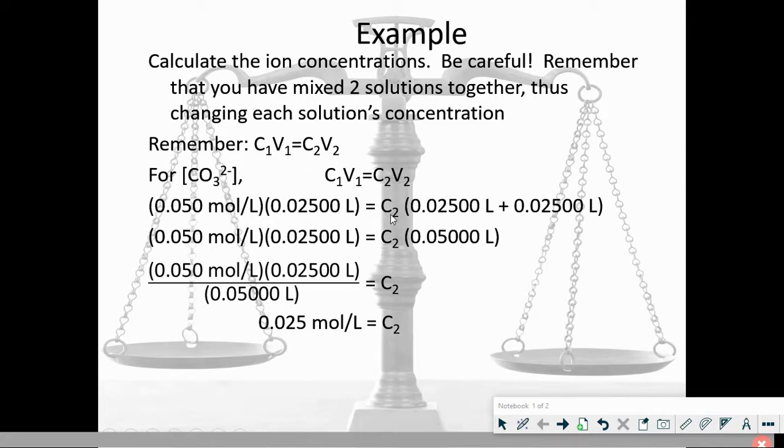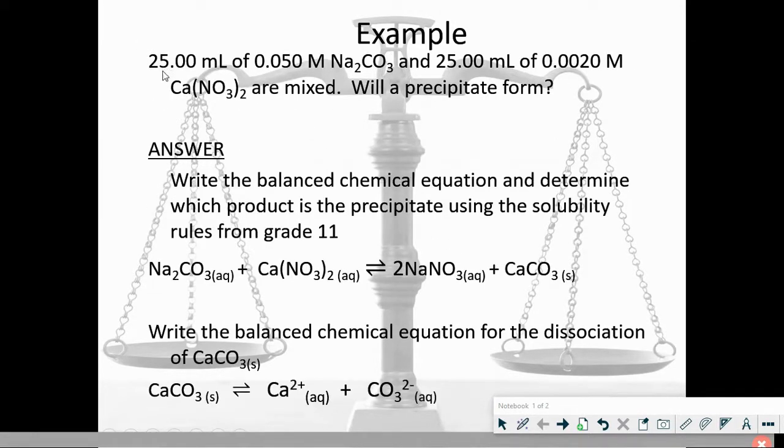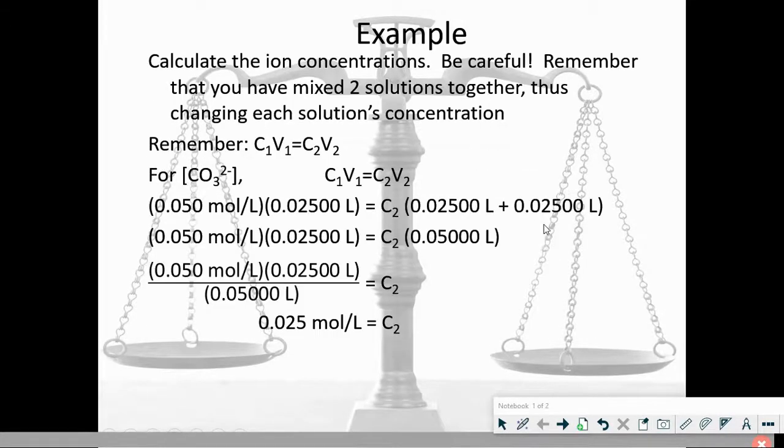The new concentration is going to be called C2, and the final volume is going to be the two solutions' volumes mixed together, so 50 milliliters. Originally we had 25 milliliters and 25 milliliters. So now we have 50 milliliters, and when we do the calculations, we see that our concentration went from 0.050 mole per liter to half of that, 0.025 moles per liter. This is the concentration for CO3.